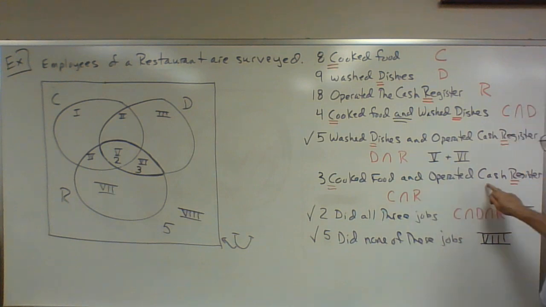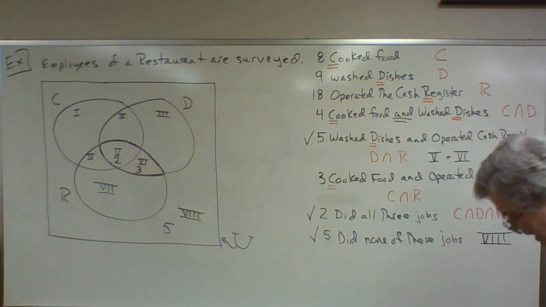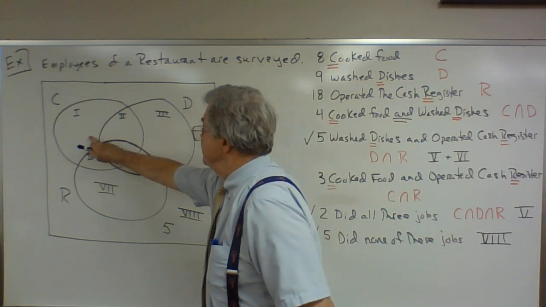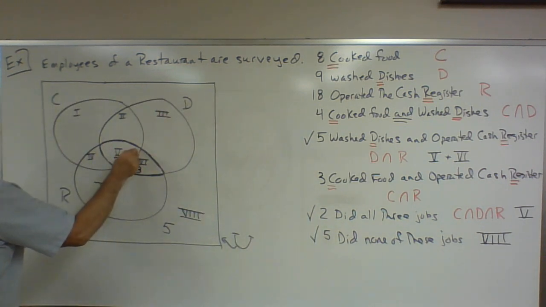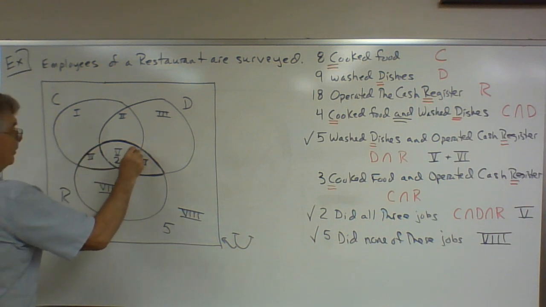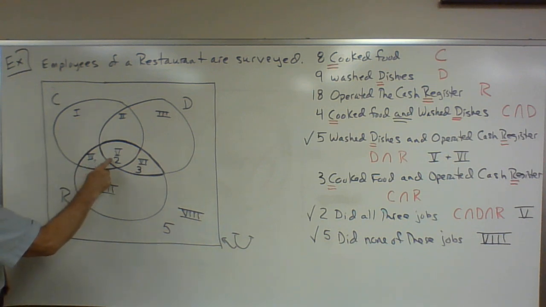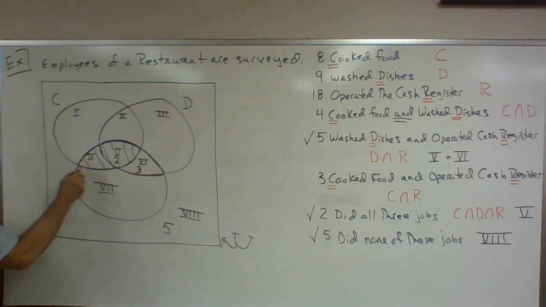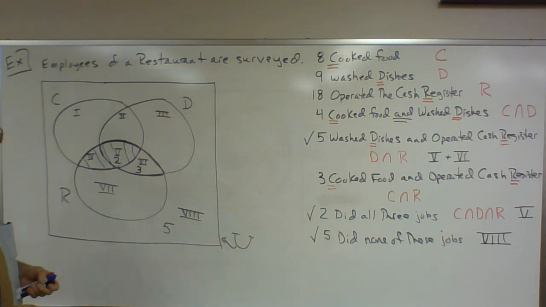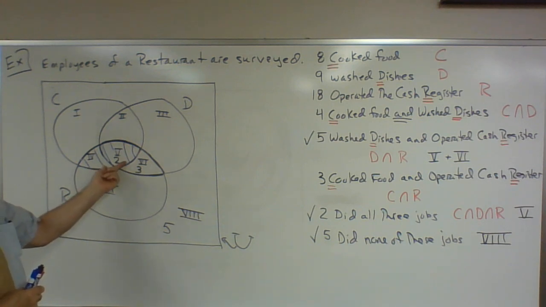Three, cooked food and operated the cash register. Cooked food, register, that's regions 4 and 5. In this pair of regions, region 4 and region 5, these are the ones that cook food and they operate the cash register. This region right here is both cooking food and operating the cash register. And there's a total of 3 employees in this region.